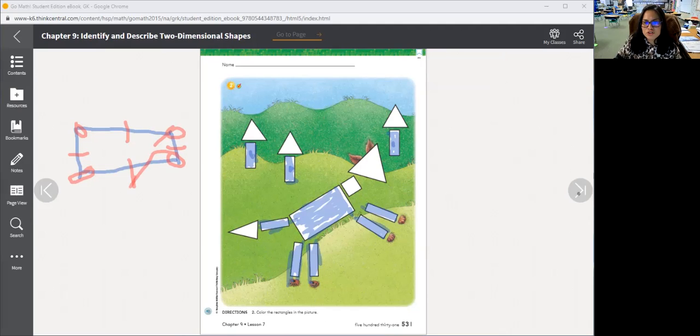Okay, so your page should look like this once you find them all. Okay, and we are moving on to the next page.